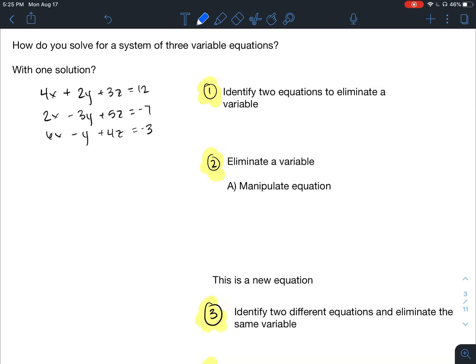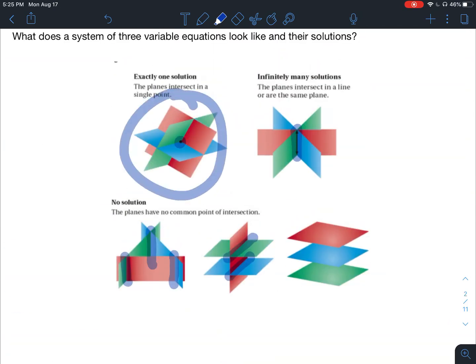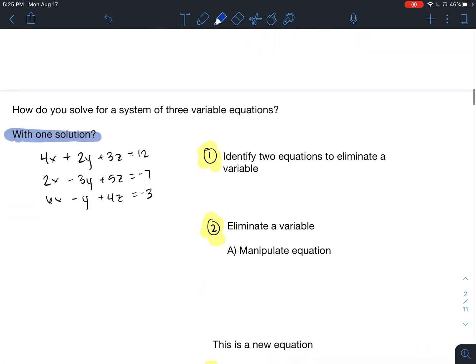Now let's move on to how to solve for these. And we're going to follow the same concept and the same steps as we did whenever we just had 2 variable equations, but it's kind of just doing it twice over whenever we have a third variable. So this is finding a solution with just one solution. So like this one right here. Okay, so we have our 3 equations, which are planes.